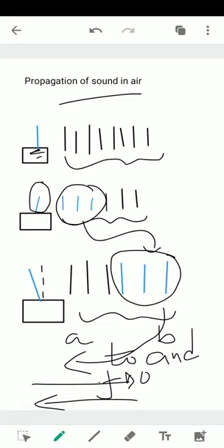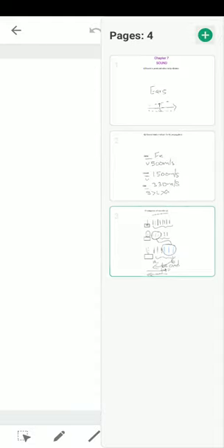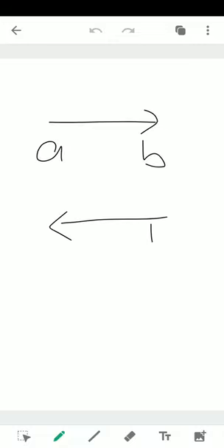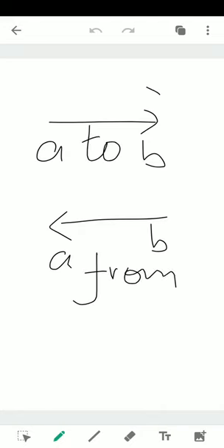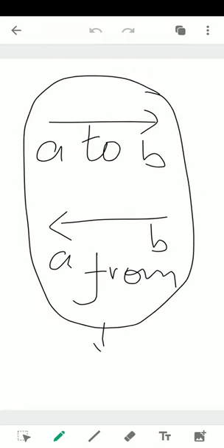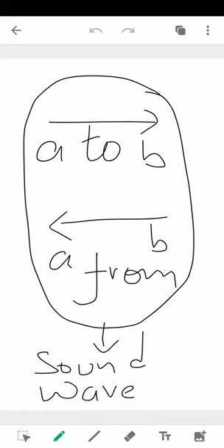One complete to and fro motion of the strip together constitutes one wave. One particular movement of the wave from A to B and back from B to A, this entire thing will constitute what is called a sound wave. And this sound wave will always travel in a longitudinal manner.